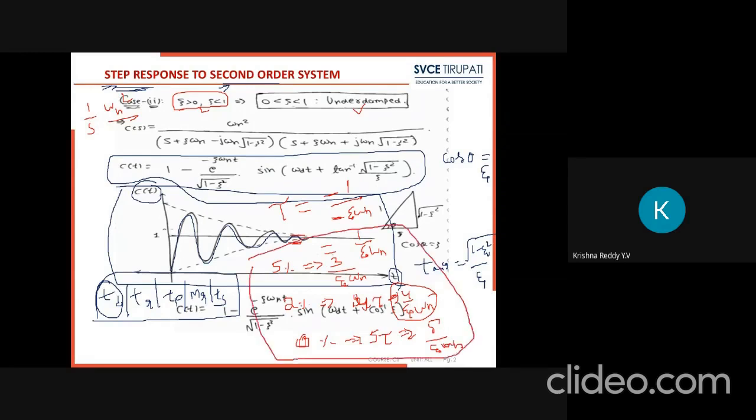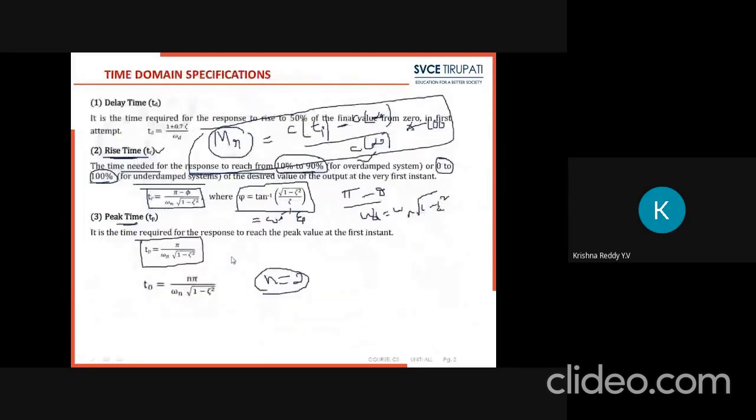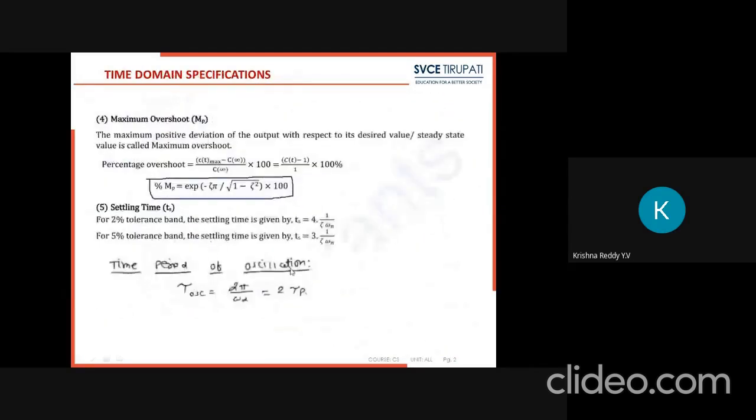The time required to reach 2 to 5% of tolerance band is known as settling time. These are the time domain specifications, definitions, and formulas. And what is the time period of oscillations? The total time period of oscillation is 2 pi by omega d, which is equal to 2 times of tp.